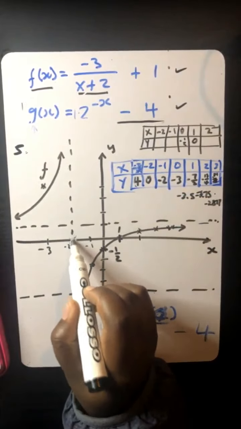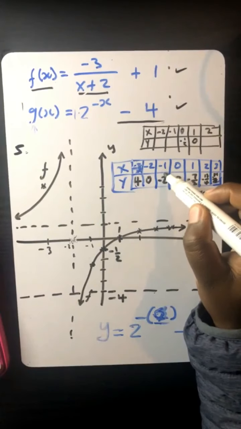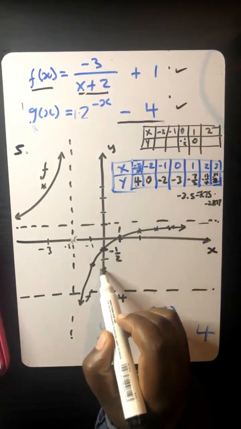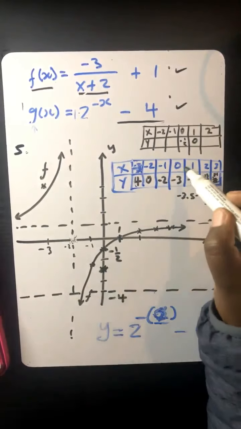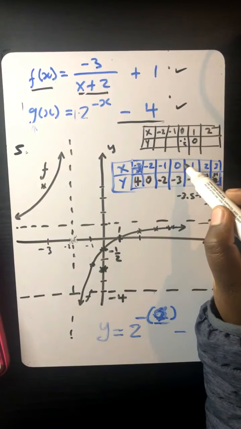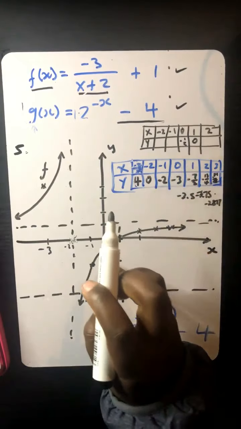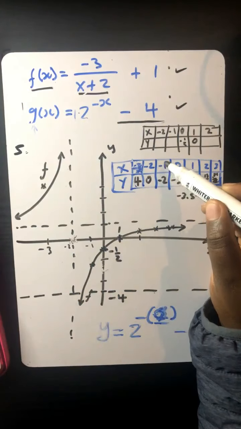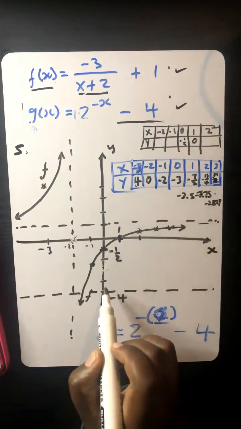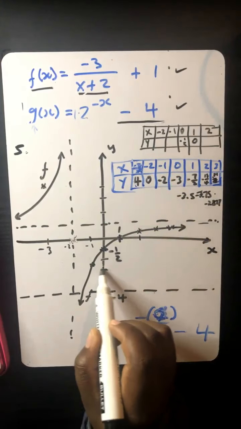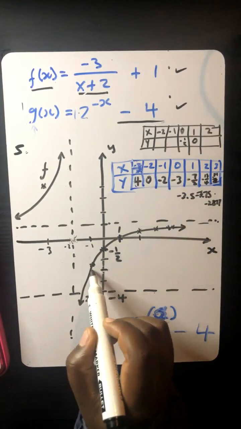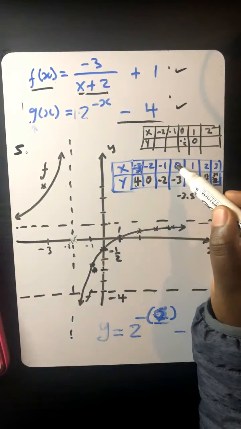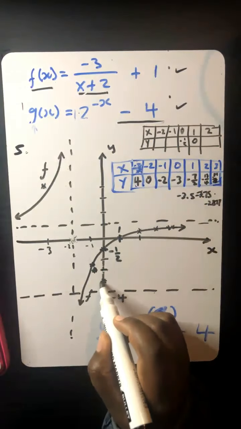So that means the other point is there. Where x is negative 1, y is negative 2. Wait. It's not that point there, guys. I'm not sure if you're able to notice that. We say where x is negative 1, y is negative 2. So it's somewhere there. And where x is 0, then y is negative 3. It's a point there.